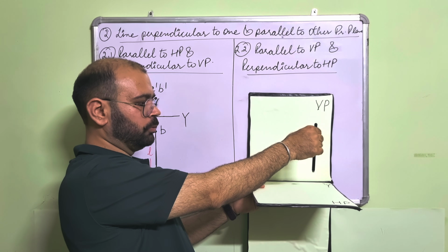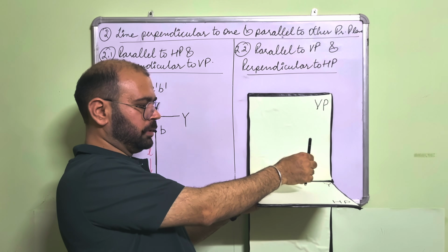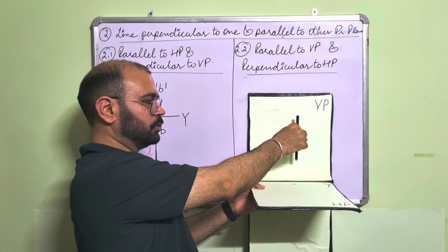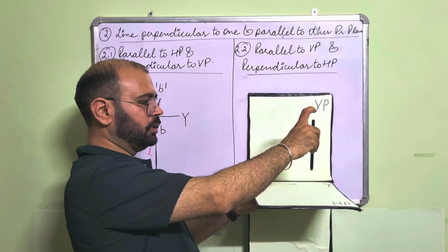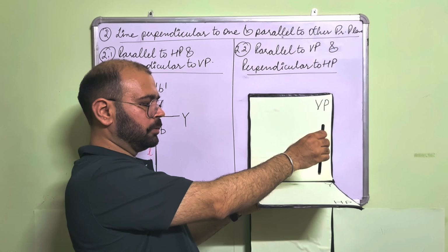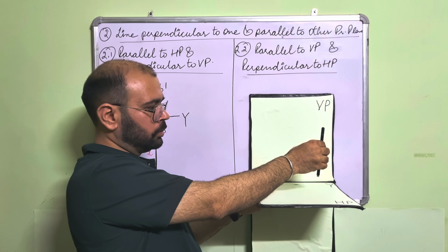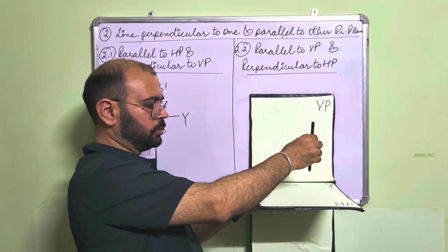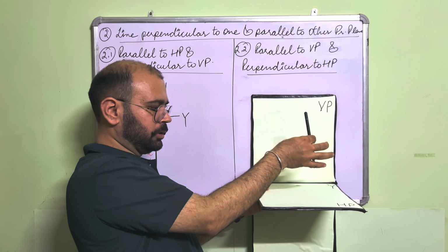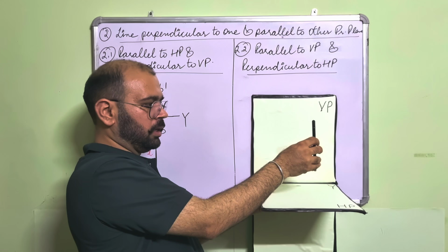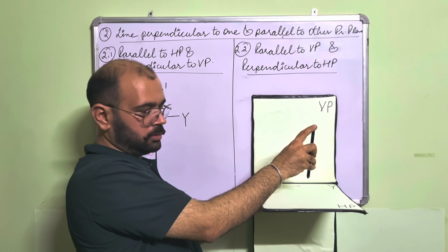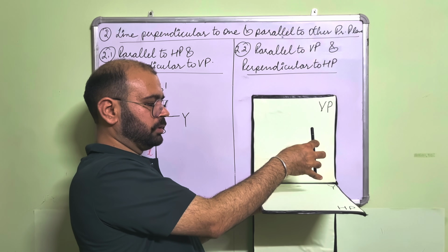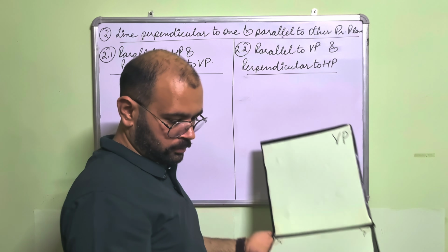Here, which view will we draw first? We will draw the front view first, because in the front view I am able to see the actual length of the line, and when I see it from the top, it is just a single point that is visible to me. So I'll draw the front view first and then the top view. Here I am naming the lower point as A and the upper point as B, just for the matter of understanding.